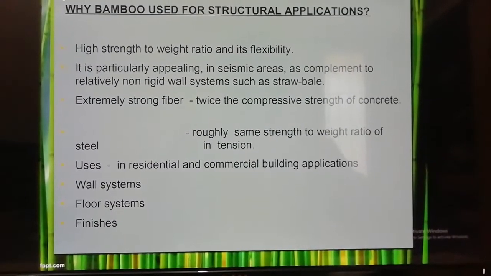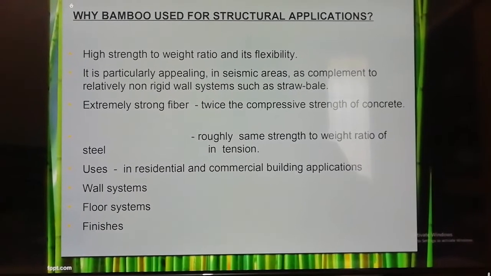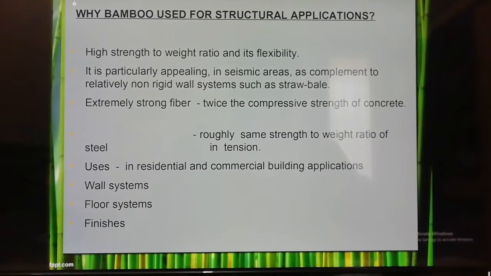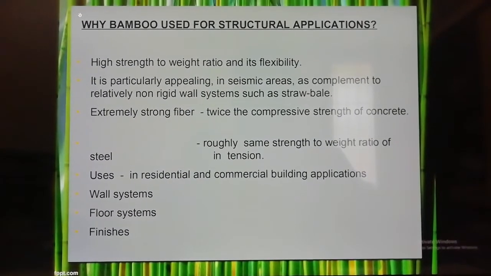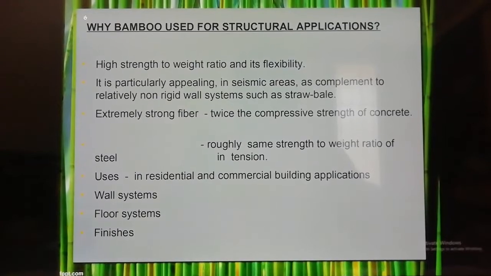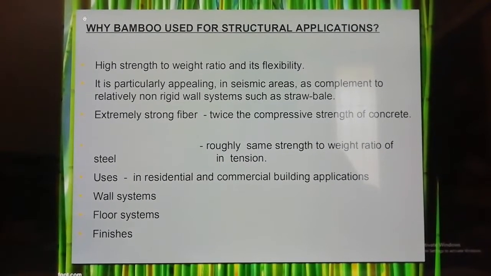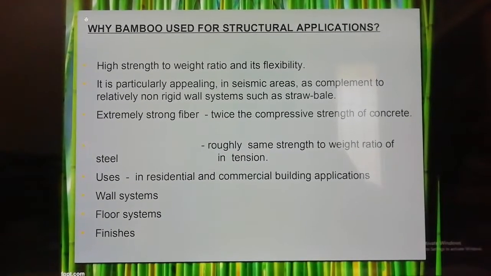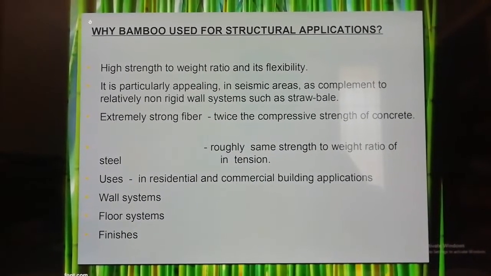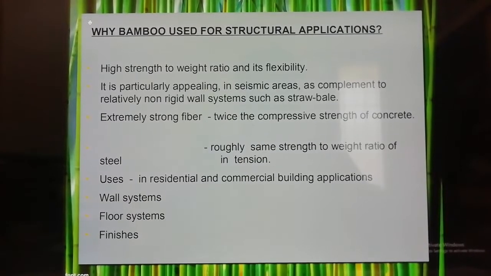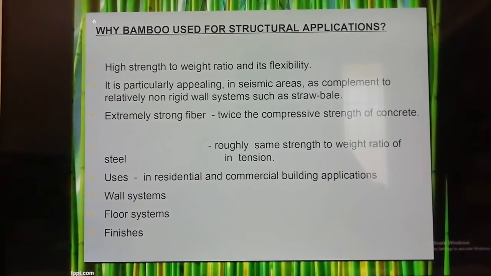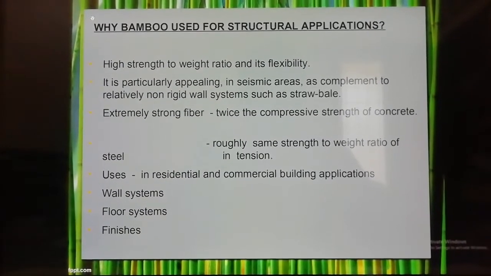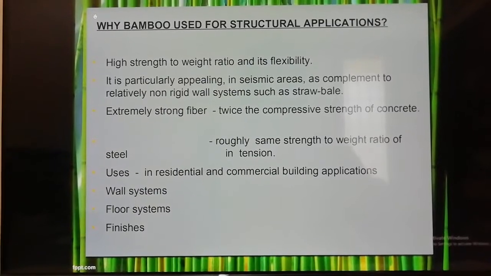So bamboo is very friendly when used in construction, particularly in seismic areas. The next one is the strong fiber. Bamboo is hollow inside, but the whole circumference of the bamboo material is composed of fiber with compressive strength equal to the compressive strength of concrete, and roughly the same strength and weight ratio in tension as well. So bamboo is very close to concrete and steel.